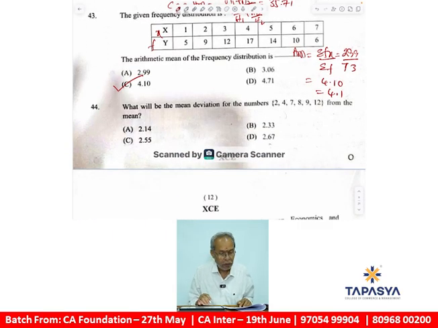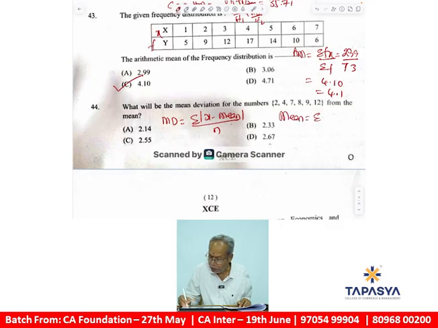Question number 44. What will be the mean deviation from the mean? Mean deviation from the mean means MD is equal to the modulus of sigma x minus mean, divided by the number of numbers. So here we will first find out the mean.